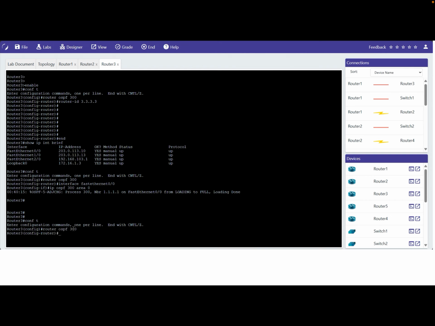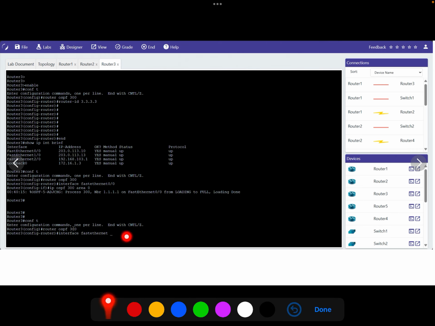and loopback 0. So specify the process ID 300, interface Fast Ethernet 1/0. There we go, that's us entering interface configuration mode. IP OSPF 300 (process ID) area 0. That's all we need to do here for Fast Ethernet 1/0. And now it's just the same process with Fast Ethernet 2/0 and loopback 0.